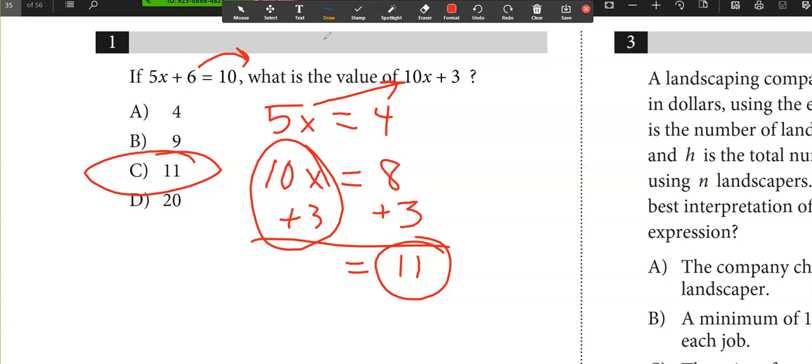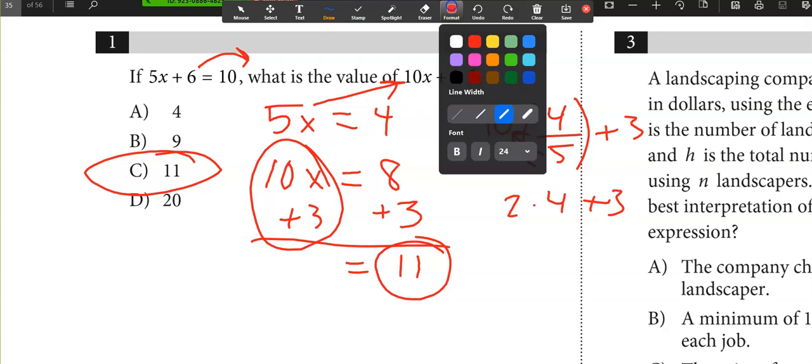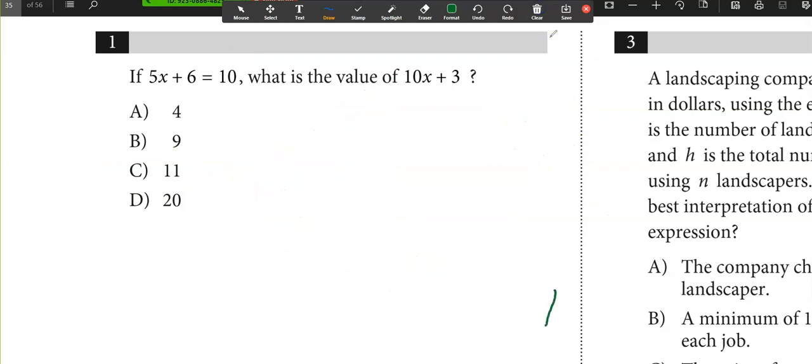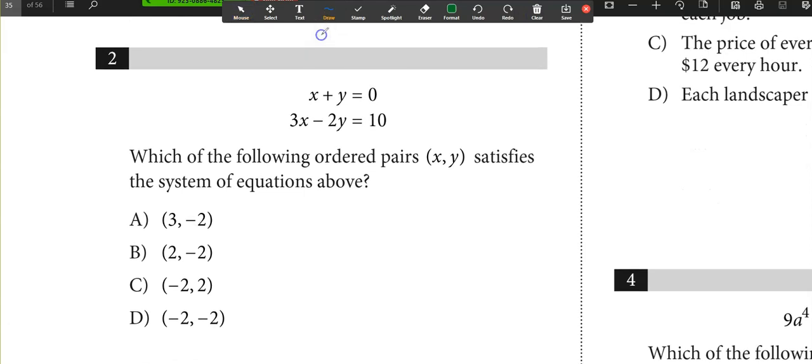Now, that strategy, you might say, oh, I don't like that strategy. I don't want to use that. I'll just figure out that x is 4/5, and then I'll come over here and plug in 4/5, and then multiply, and I see that 5 goes into 10 twice, and then I have 2 times 4 plus 3. It works too. So there's nothing wrong with that strategy at all. Sometimes I will say that it's faster not to find x. In this case, it's probably no different either way.